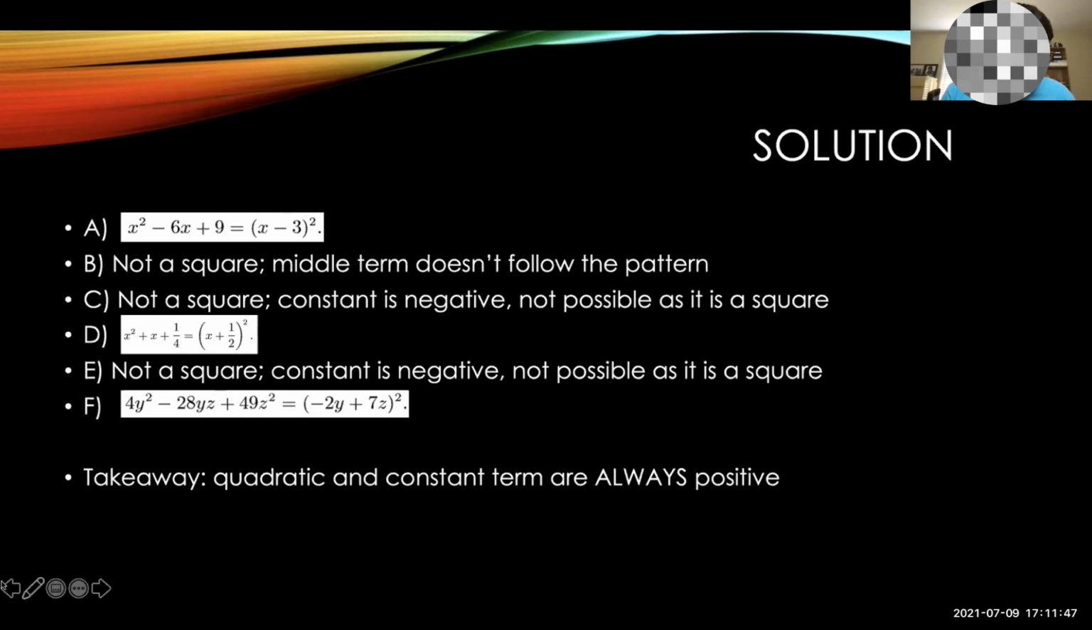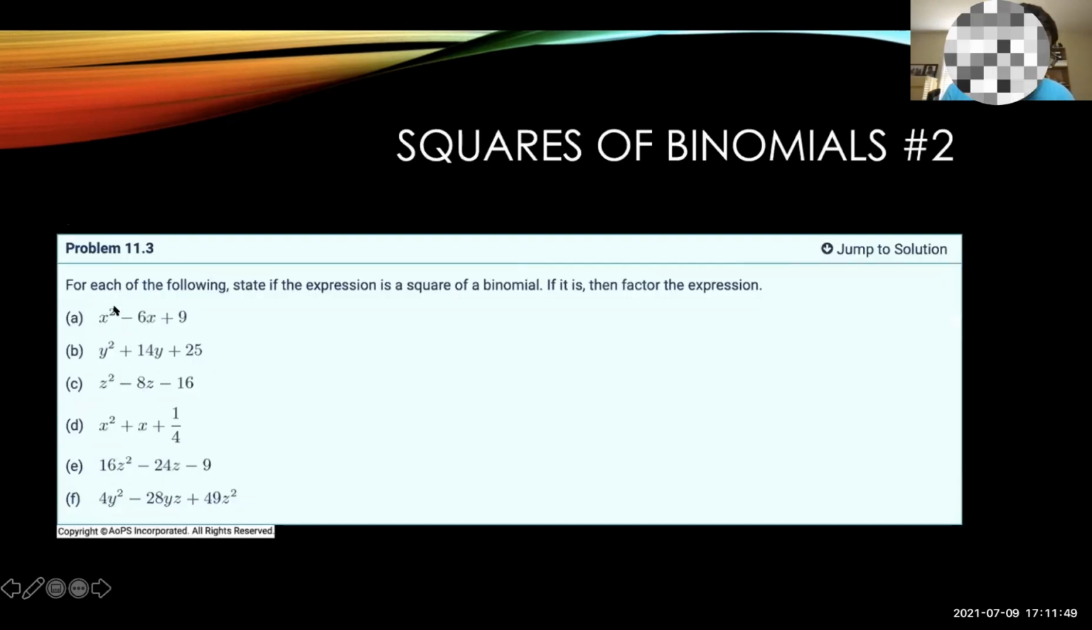So the main pattern I wanted you guys to take from this is that the first term and the last term always have to be positive, because what's going to happen is you're going to take the same term and you're going to square it. So whenever you square two positives or two negatives, you'll always get a positive. So if the first term or the last term is negative, then there's no way it can be a square.